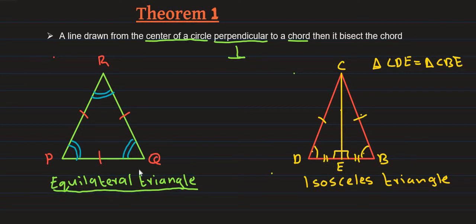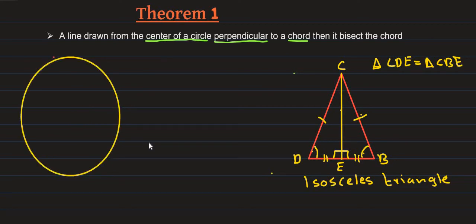Let us start with the circle. A point on the circumference: our line is BC, and our line from the center. The center is A. The radius is from center A to a point on the circumference. The radii are equal to each other.